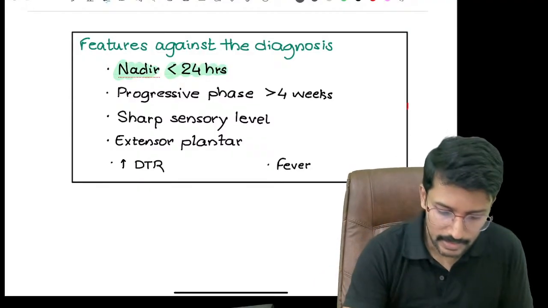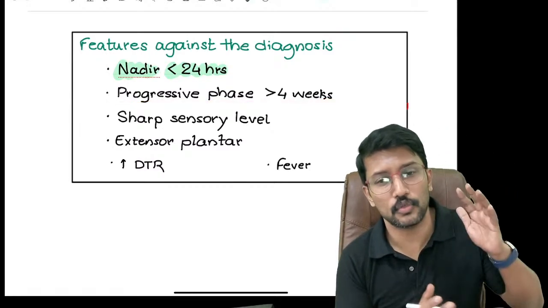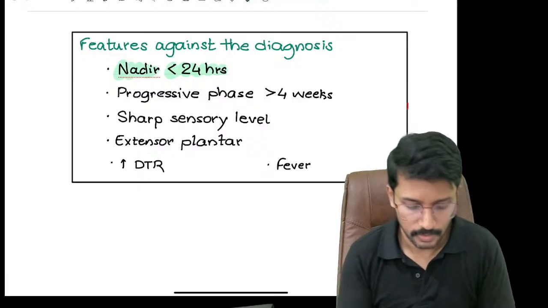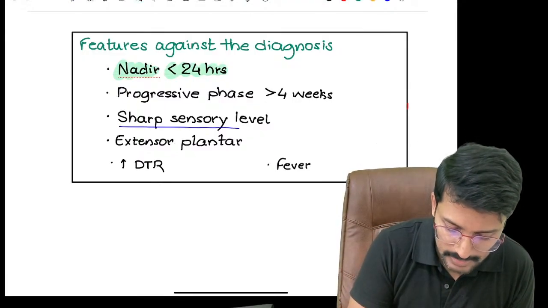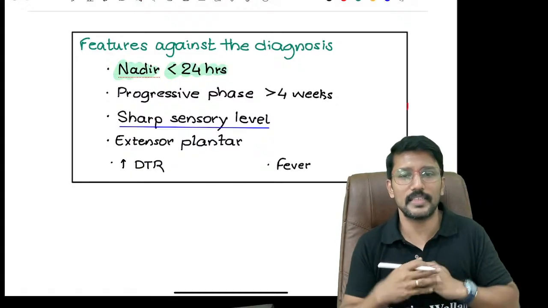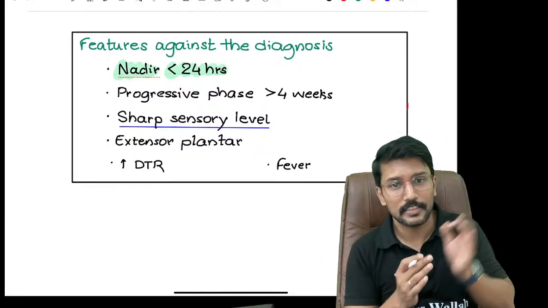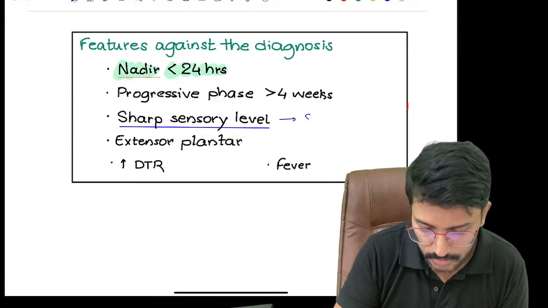Then, as I have already told you, a progressive phase lasting more than 4 weeks points towards chronic inflammatory demyelinating polyneuropathy and not GB syndrome. Then the presence of a sharp sensory level, where the patient can pinpoint and say, sir, I don't feel any sensations below this level, above this level I feel everything. That's what we call a sharp sensory level. That always points towards spinal cord pathology.